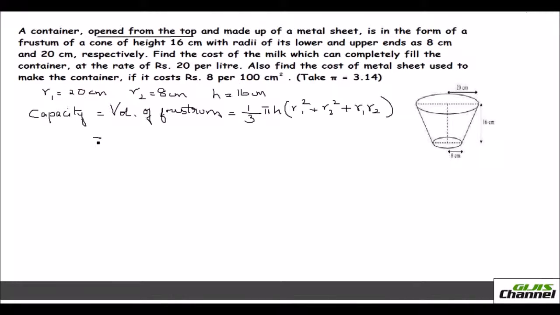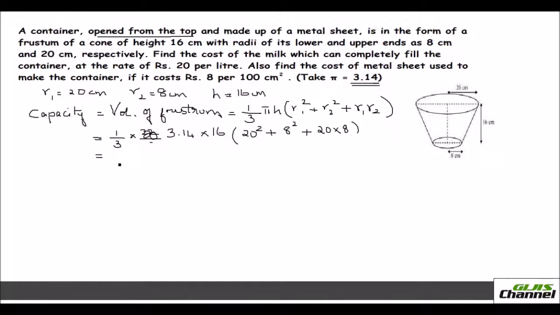So what happens, this is equal to, I'm going to give the values here, 1 by 3, and pi is 22 over 7, right? Oh, they have asked you to take pi as 3.14. So let me take it as 3.14 times height, which is 16 here, times R1 square, R1 square is 20 square, plus R2 square, which is 8 square, plus 20 times 8. I just put the values in place of the variables. That's all.